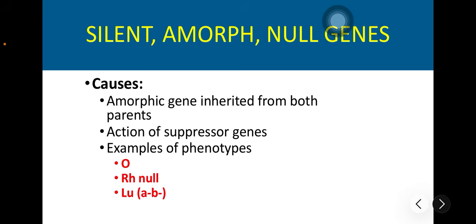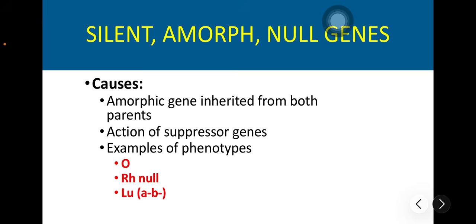A recessive trait can be caused by red cells expressing a null phenotype because of homozygosity of a silent or amorphic gene. Silent, amorph, or null genes are genes that do not code for any product. Possible causes are an amorphic gene inherited from both parents, or the action of so-called suppressor genes.